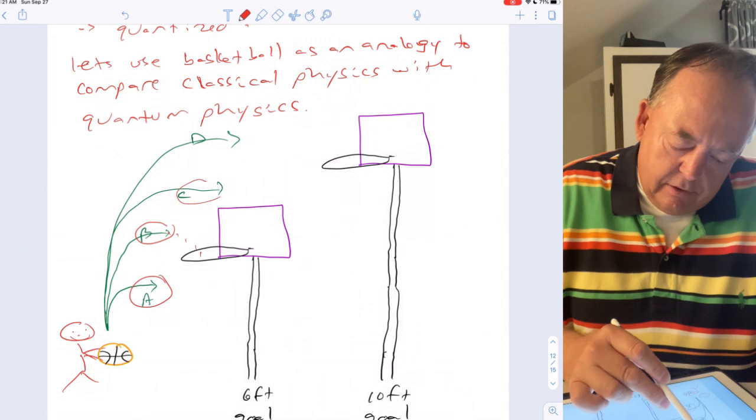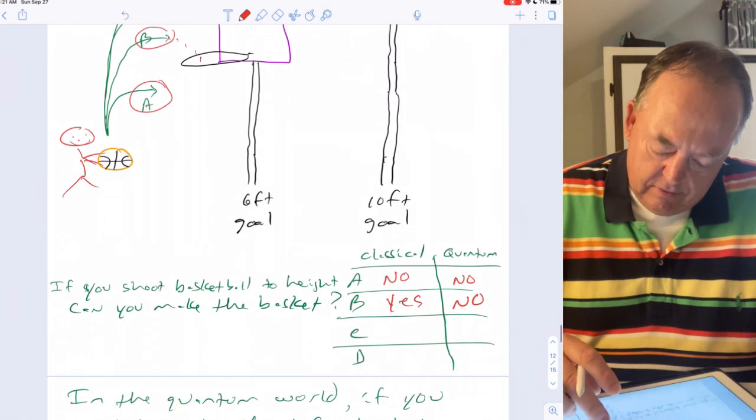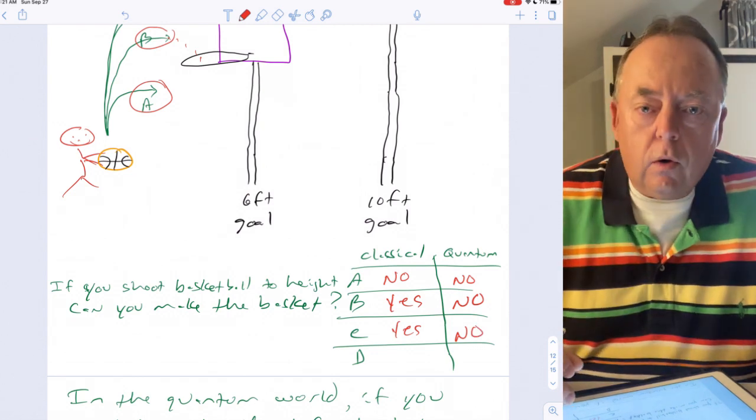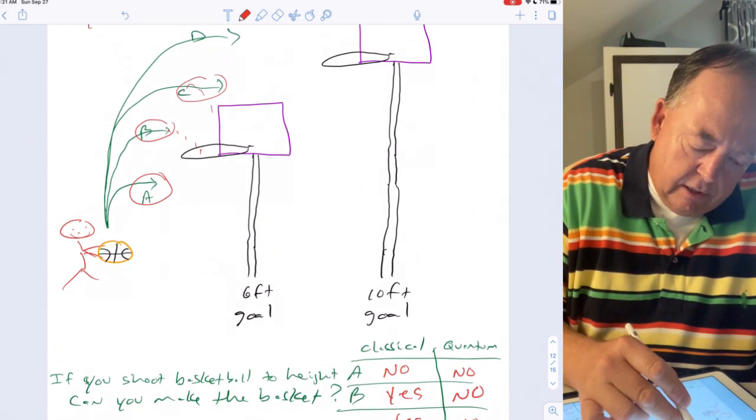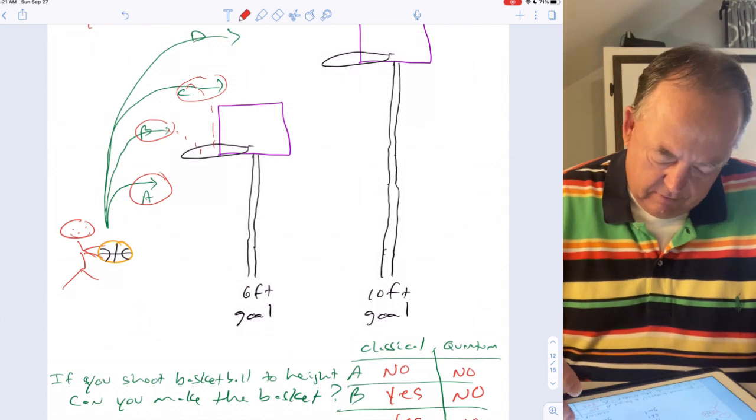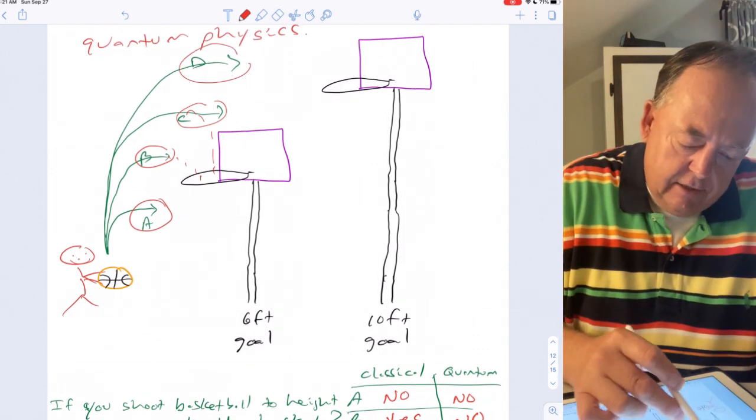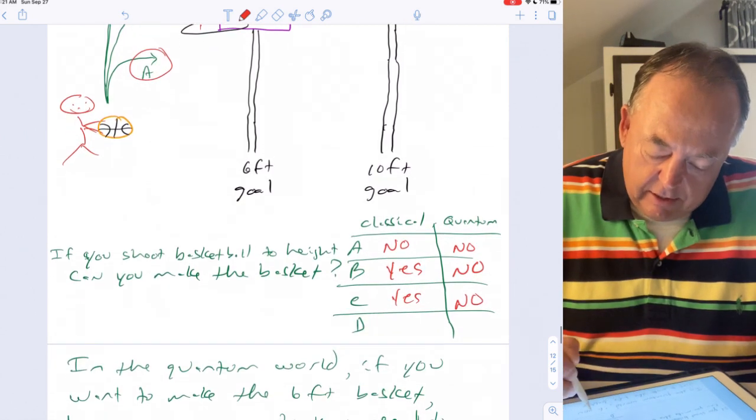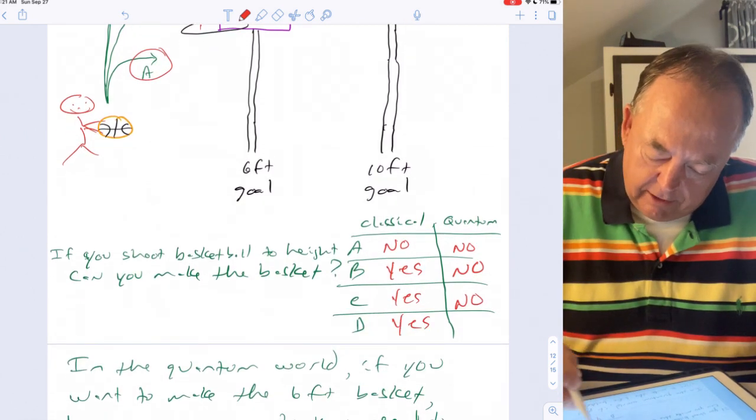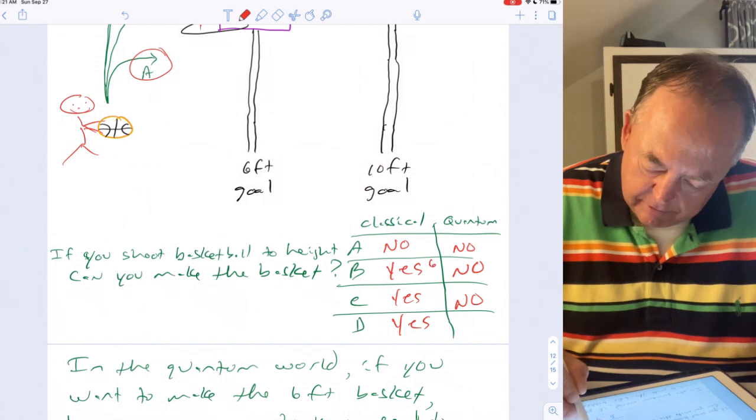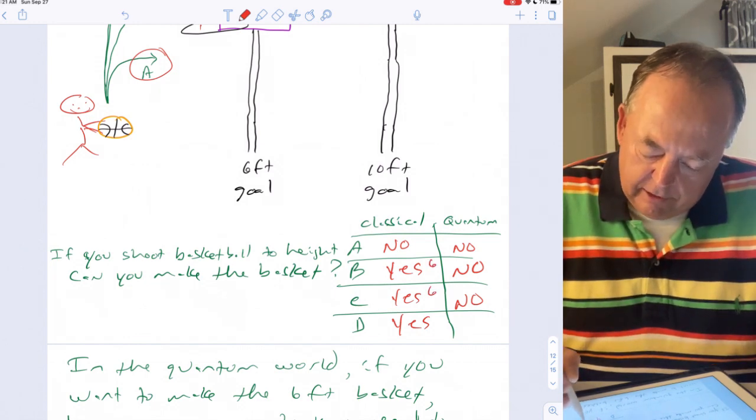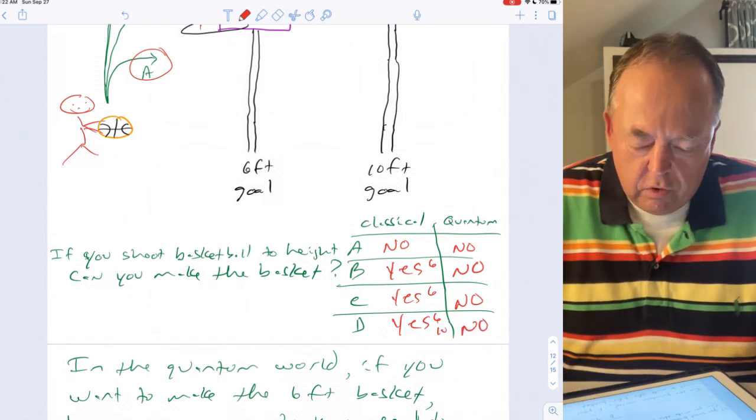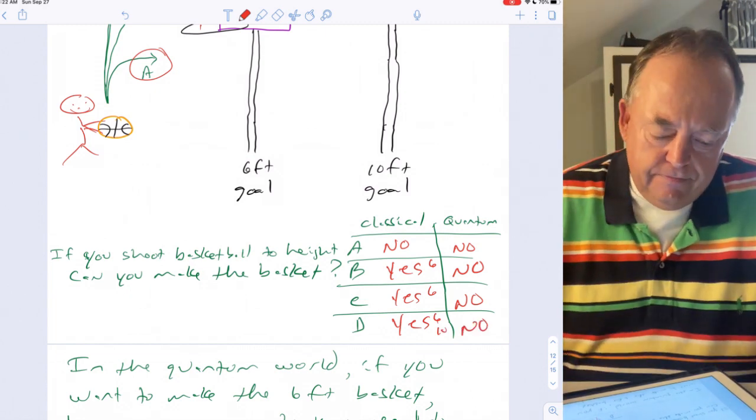If you shot the basketball this high, could you make the 6-foot hoop? Yes. Could you make the 10-foot hoop? Not in the quantum world, right? Because if you made it here, then it could just go there. And if you shot it this high, could you make the 6 or the 10-foot hoop? Yes, you can make the 6-foot or the 10-foot hoop. But in the quantum world, no, you still cannot make a basket.